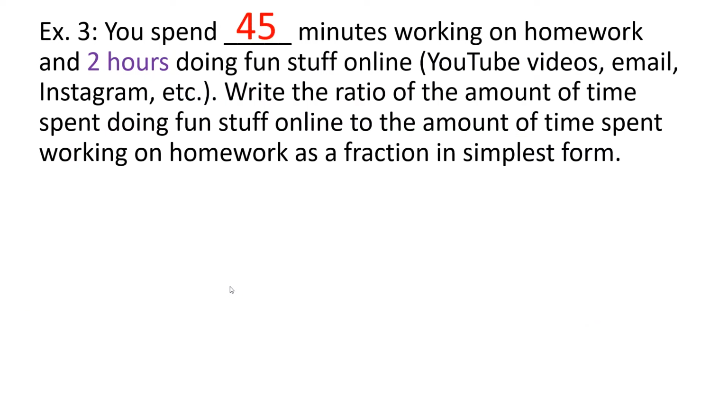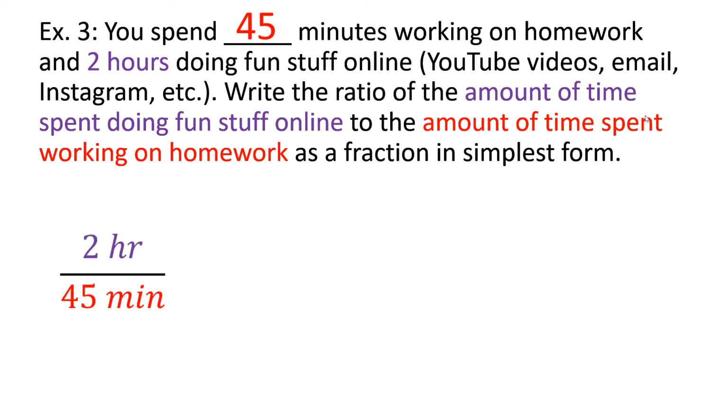So on this one, you spend 45 minutes working on homework and 2 hours doing fun stuff online. Write the ratio of the amount of time spent doing fun stuff online to the amount of time spent working on homework as a fraction in the simplest form. So we need to make sure this is in the right order. This is asking for amount of time spent doing fun stuff to the amount of time spent working on homework.